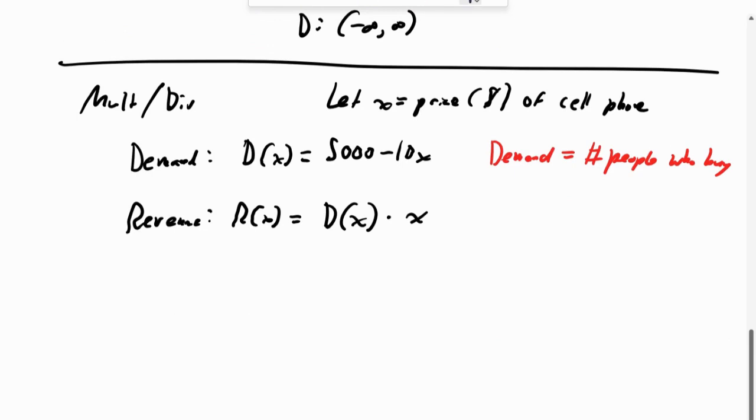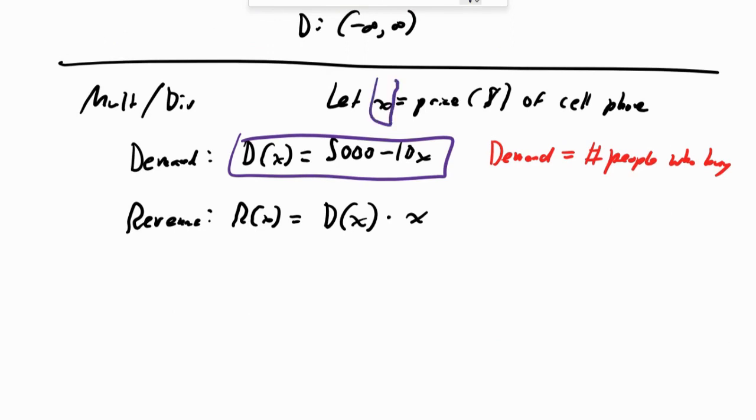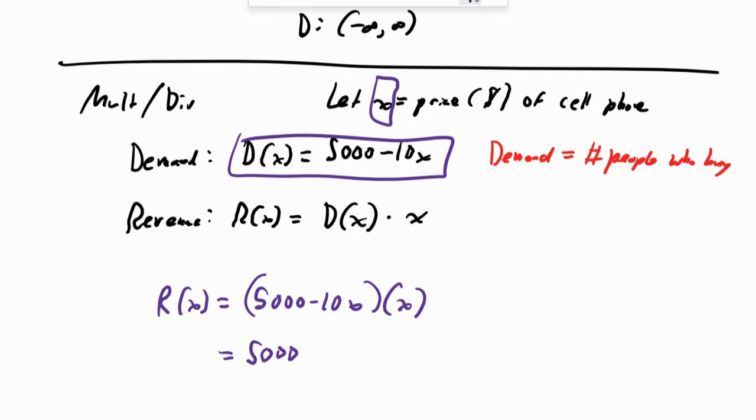So if I have revenue equals demand times cost, and I say that the demand function is this, and the price function is that, then my revenue, R of x, is just equal to, well, let's put it in the right order, 5,000 minus 10x times another x. And that gives me this. We could even simplify that down to 5,000x minus 10x squared.